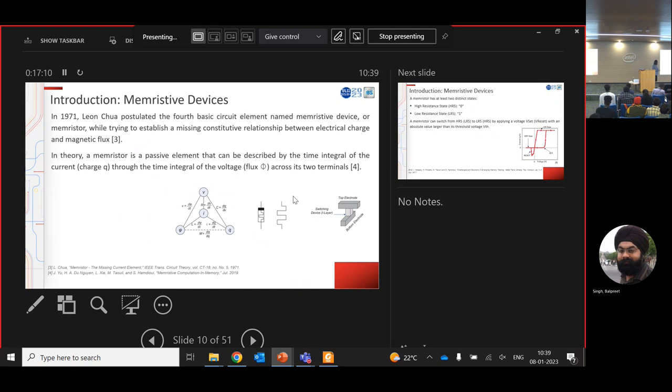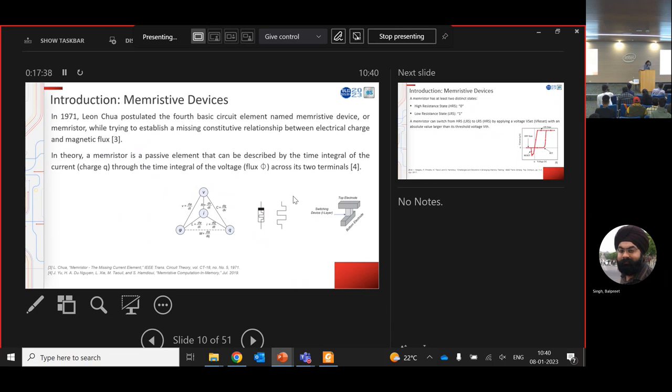The idea is that a memristor, this is the representation of a memristor that you usually use, is a passive element that can be described by the time integral of the current through the time integral of the voltage across its two terminals. So basically this is the definition of a memristive device. As you can see, it's a relatively old device.